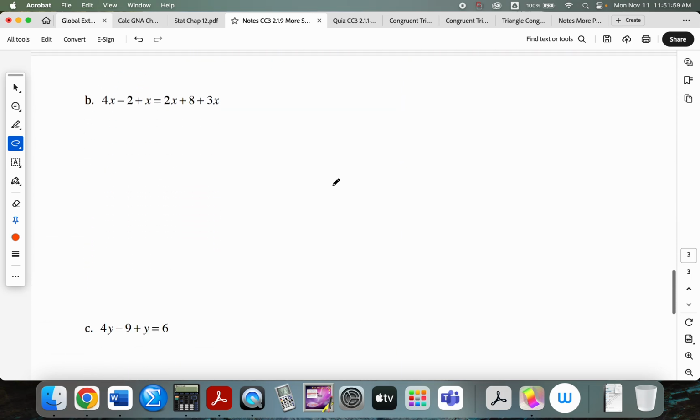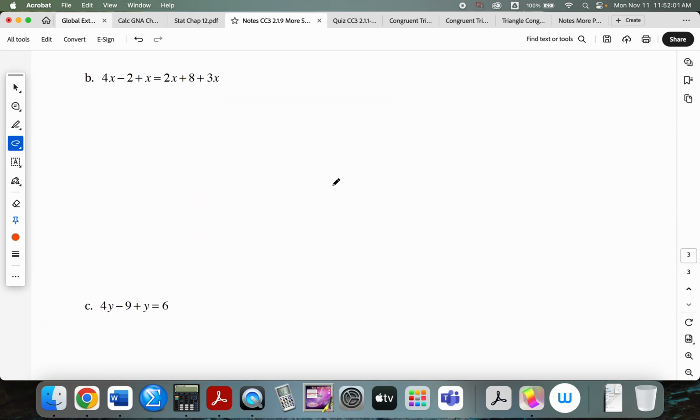All right, let's go on to page 3. Simplify by combining like terms or any other simplifying that you can do before you start moving things around. So on the left side, 4x plus x is 5x minus 2 equals 2x plus 3x is 5x plus 8.